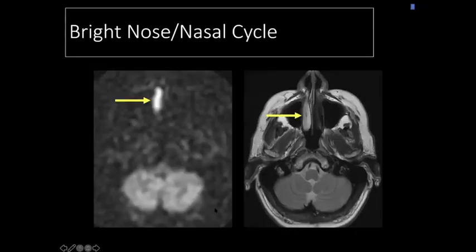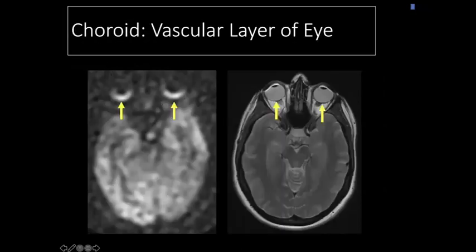Here's one of the most common findings on ASL, which is the bright nose. This is related to the nasal cycle. You can see a prominent but normal appearing right inferior turbinate, and this shows up as high signal on ASL. We also commonly see high signal related to the choroid, the vascular layer of the eye. You can see that this is normal on the axial T2 weighted image.